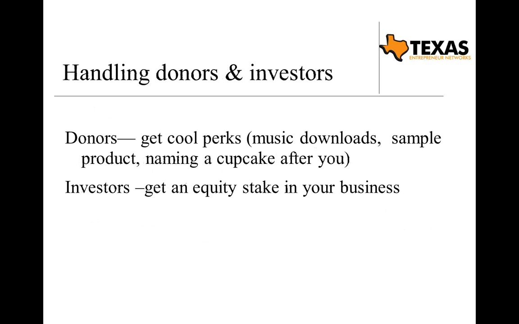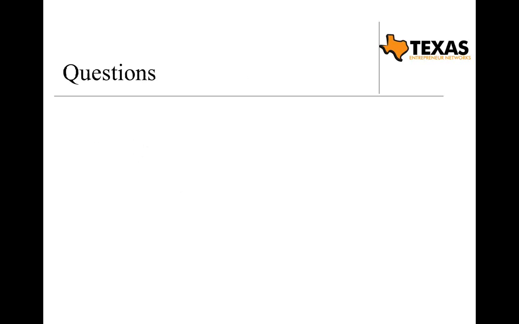So when you have funding coming in, there are donors and then there are investors. Donors are people that simply get cool perks for putting money into your deal. They'll get music downloads, they'll get samples of your product. There's even a case where they named a cupcake after the donors that put in a certain amount of money. Investors, on the other hand, get an equity stake in your business. And this is where it gets interesting: now you can bring more people into your funding and not have to give away lots of cool perks, but you can actually give away a percentage of equity of the business itself.